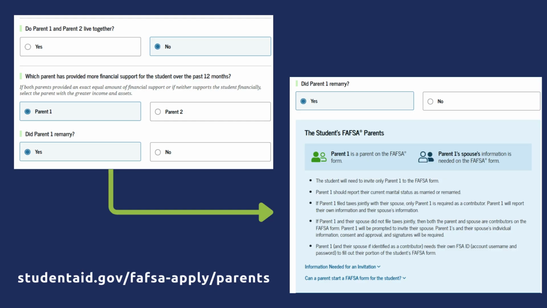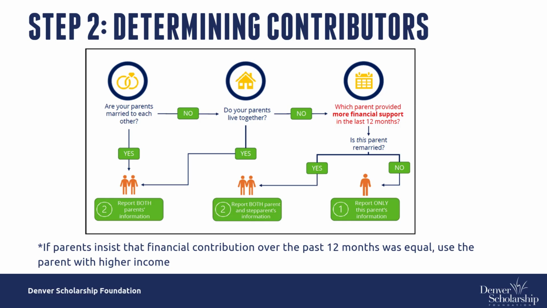Finally, at the end, the family will receive a response about which parent is going to be considered the parent contributor for the FAFSA or CASFA form, and also will tell them that the parent spouse needs to include information as well. So this can be really helpful as a quick way to figure out who needs to get their information ready and have an account for completing the FAFSA or CASFA.